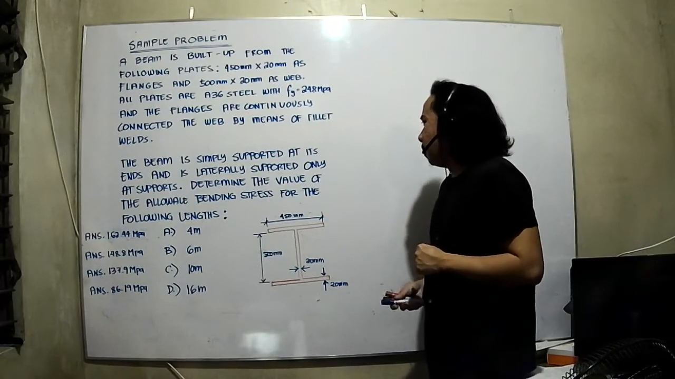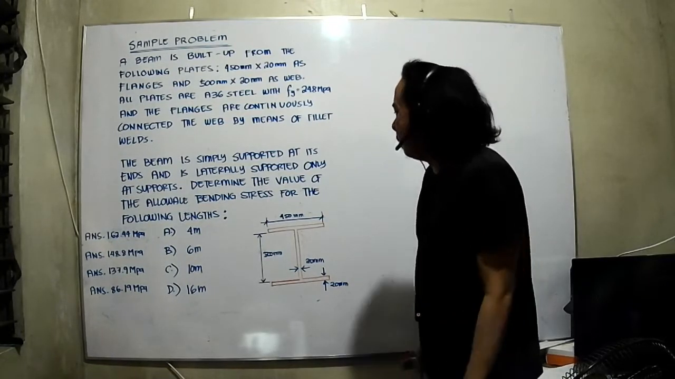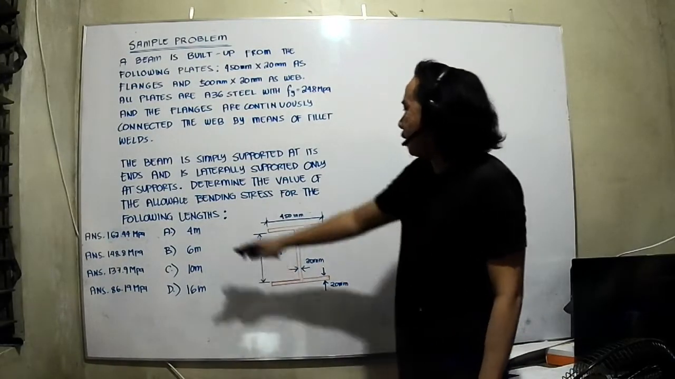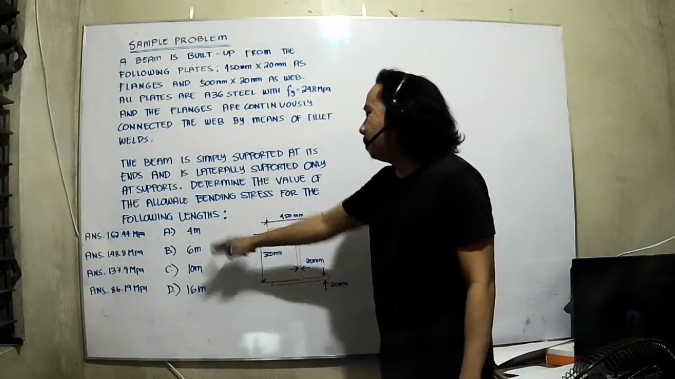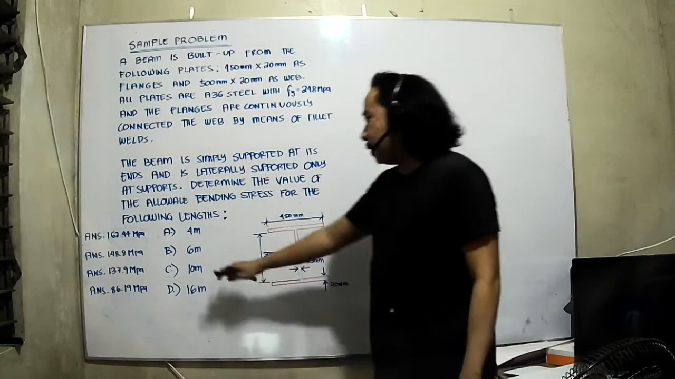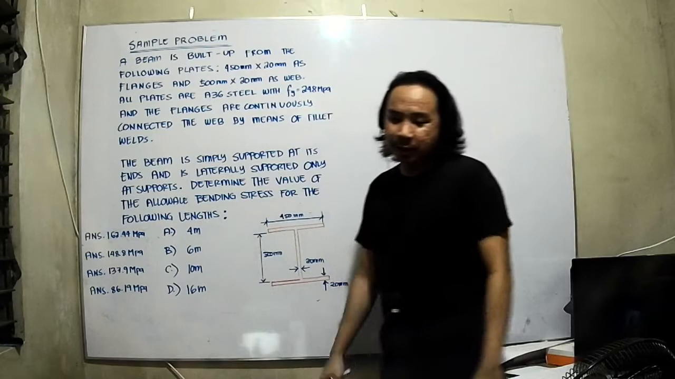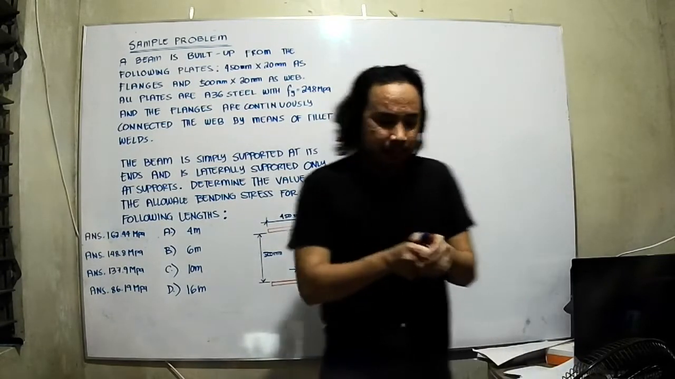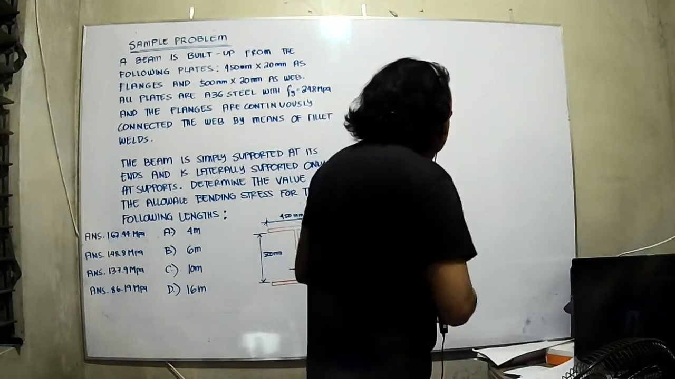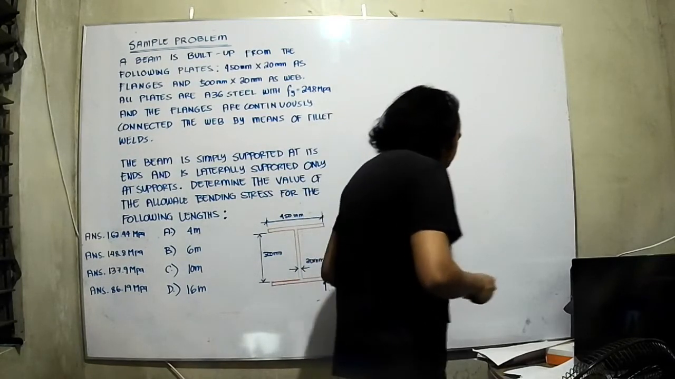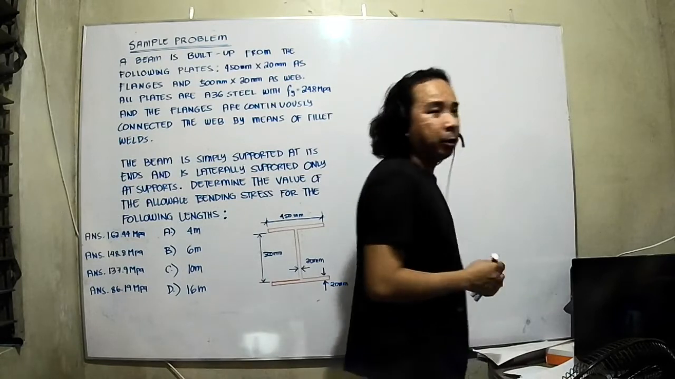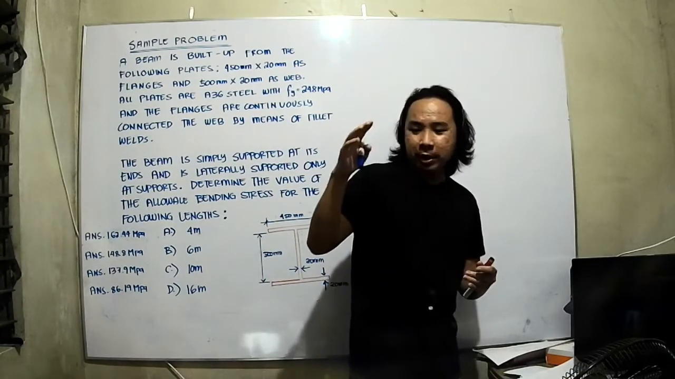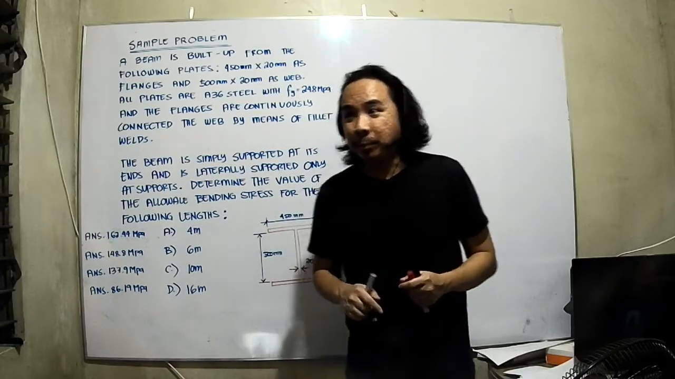Determine the value of the allowable bending stress for the following lengths. A, we have 4 meters. B, 6 meters. C is 10 meters. D is 16 meters. Okay? So in this case, the first step in solving the problem, let's go with the flowchart. But before that, let us compute the geometric properties.